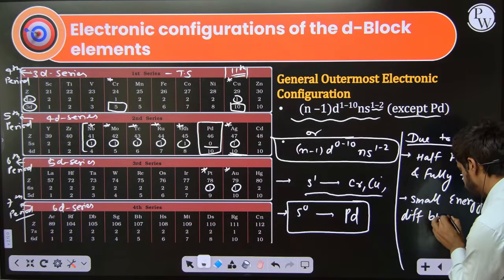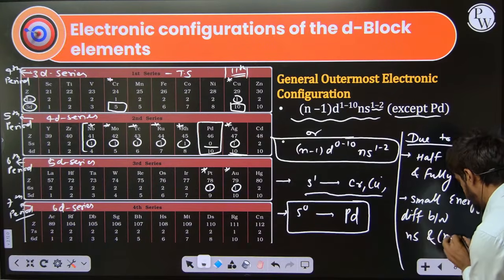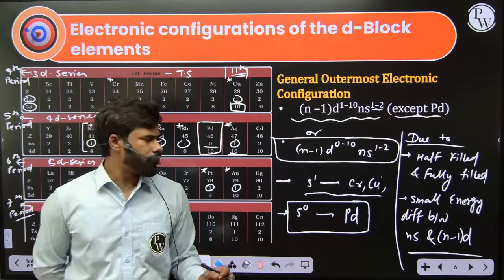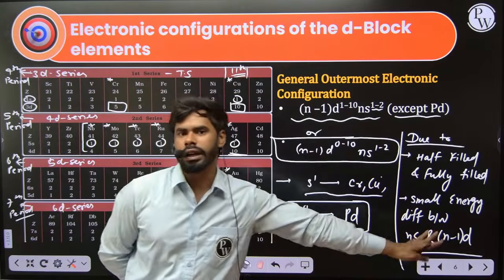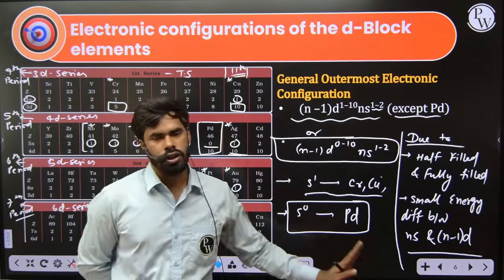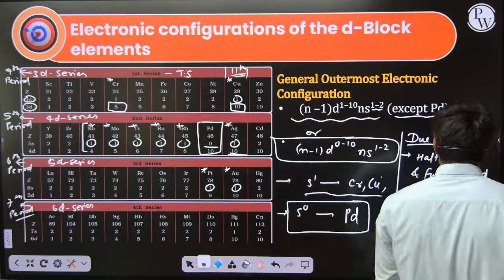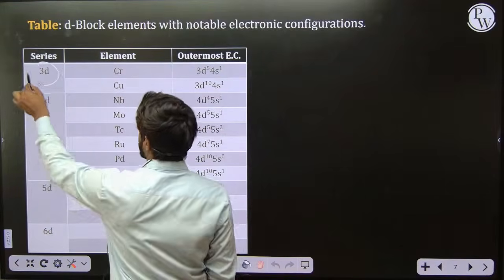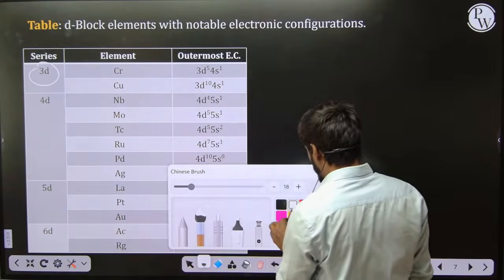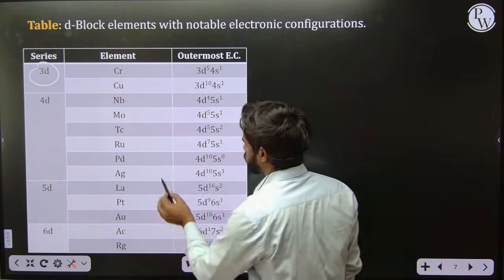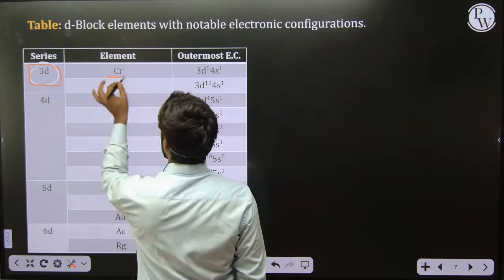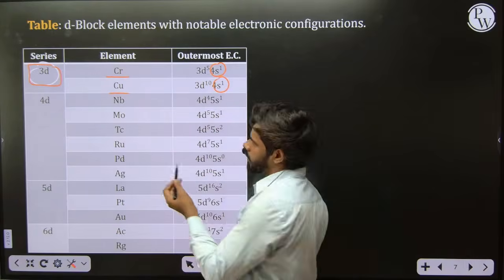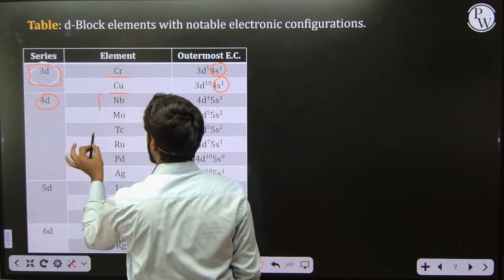between the ns and (n minus 1)d orbitals. So basically there is a very little energy difference between the ns and (n minus 1)d orbitals. That's why electron transfer occurs easily to get stability. So all the exceptions I have written in one table. In the case of 3d, the exceptions are copper and chromium, which have one electron in the s orbital.